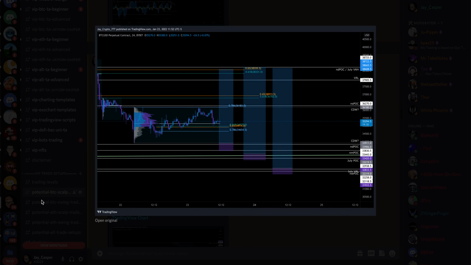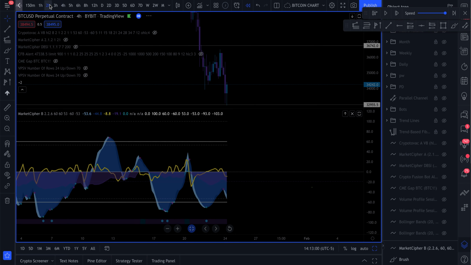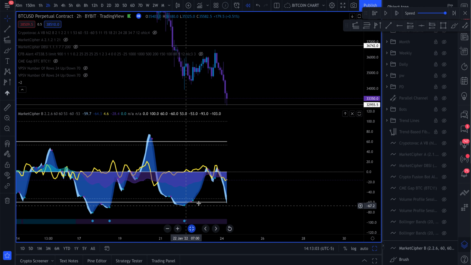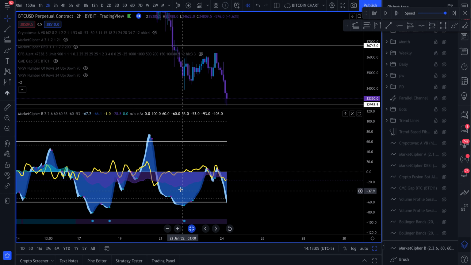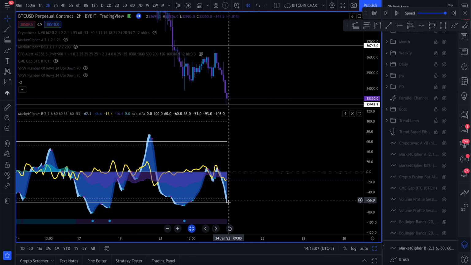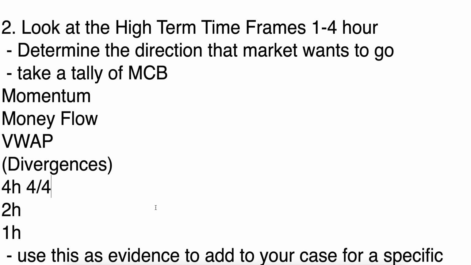All right, then we go down to the 2-hour time frame, and we can also see that we're getting a bullish divergence here, and money flow is coming up. Let's say we don't see this bottoming out yet. We wouldn't consider that bottomed out yet. So we would just say at the 2-hour, 3 out of 4 things are bullish.